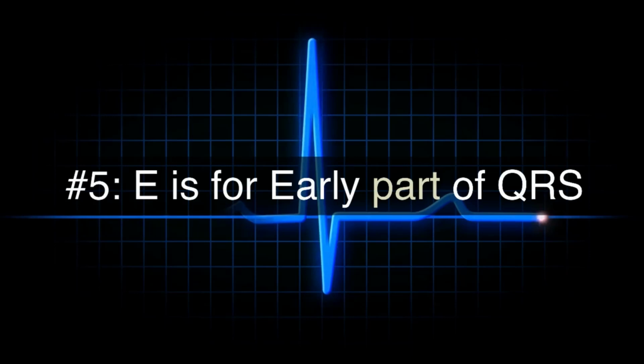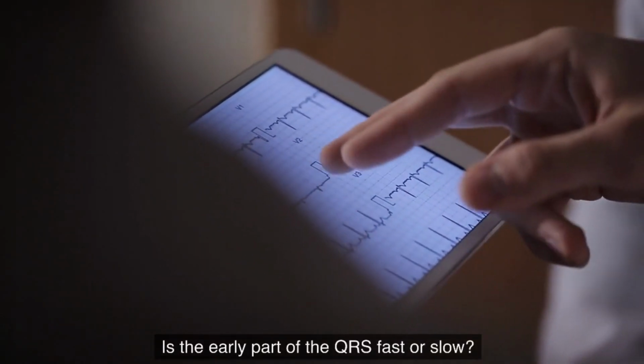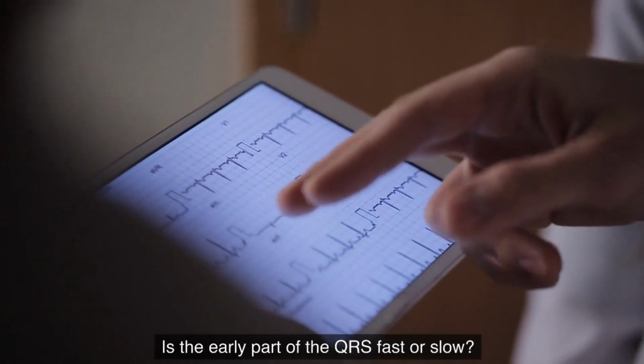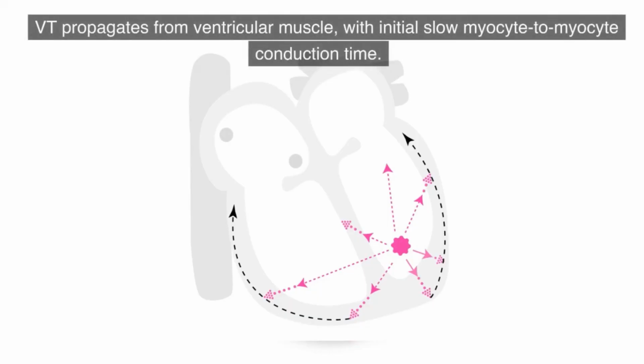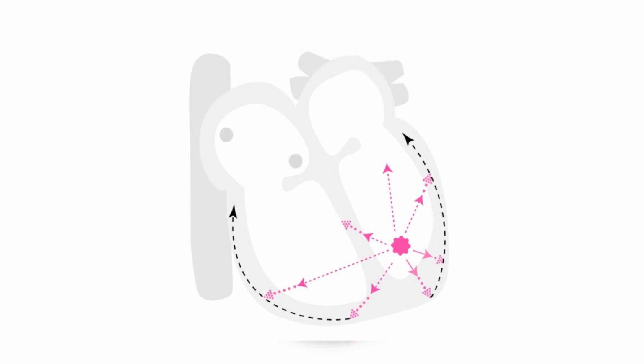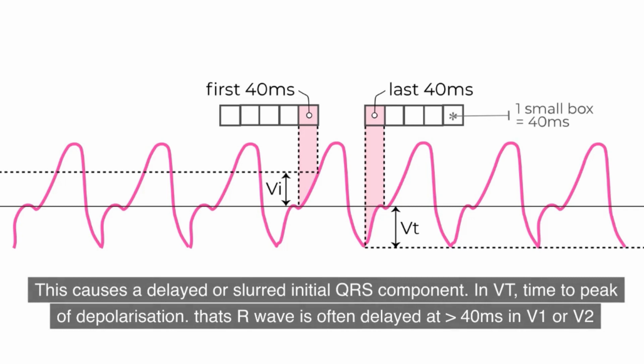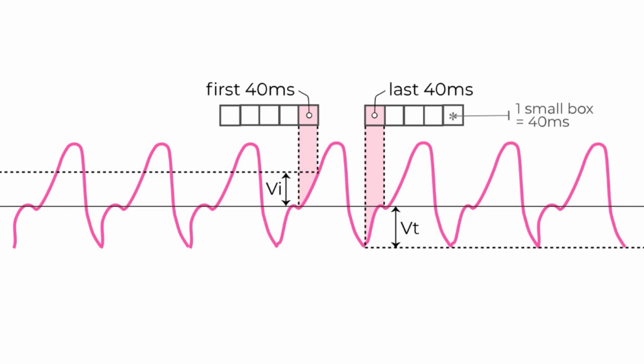Number 5. E is for early part of QRS. Is the early part of the QRS fast or slow? VT propagates from ventricular muscle, with initial slow myocyte to myocyte conduction time. This causes a delayed or slurred initial QRS component. In VT, time to peak of depolarization, that's R wave, is often delayed at greater than 40 milliseconds in V1 or V2.